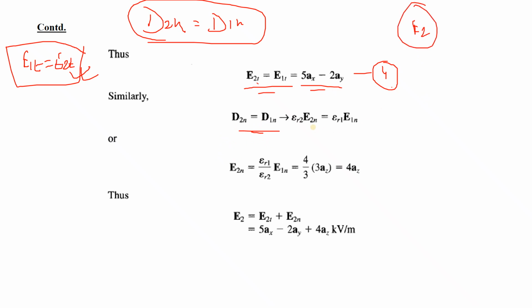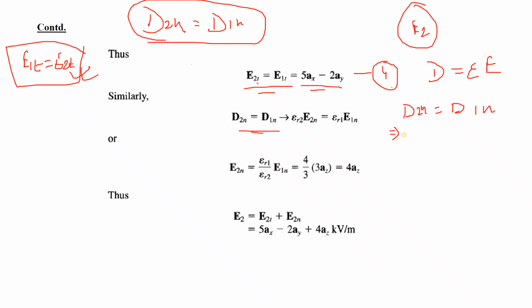Now our question is you have to find out E2. We don't have to find D2. We have to find E2. So what is the relationship between E2 and D2? Because we know D is equal to epsilon E. Now D2n equals D1n, which means I am writing here once again because there is a term which is missing. So if you get confused, that is why I am just showing the term also. Just one step is being jumped.